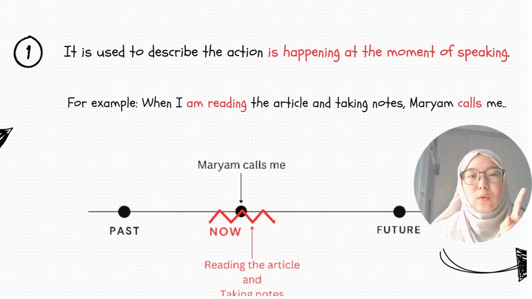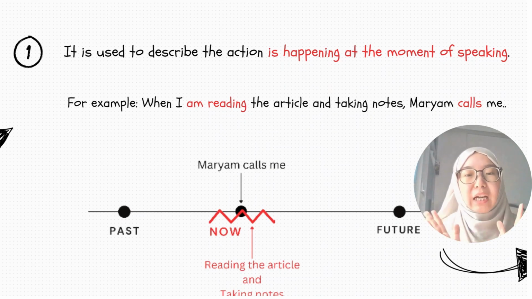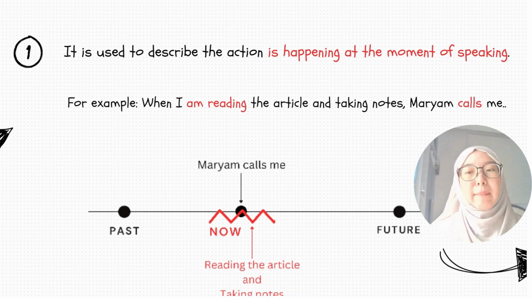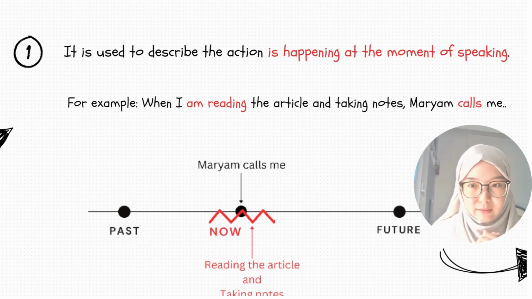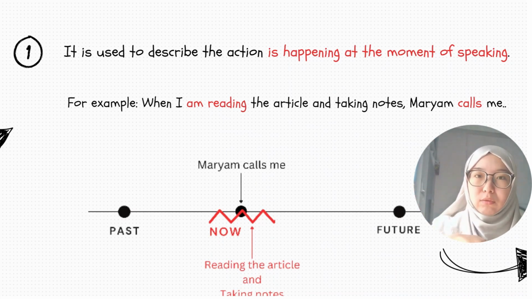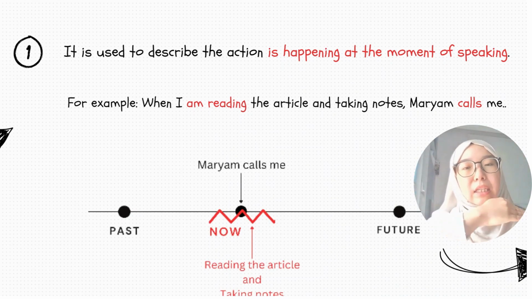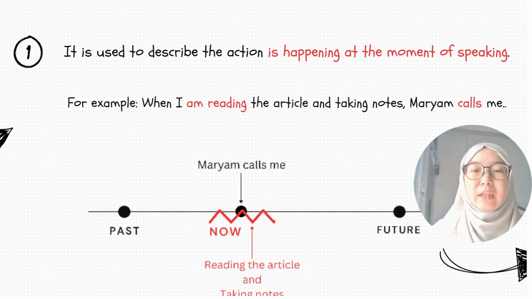The first one: the present continuous tense is used to describe an action that is happening at the moment of speaking, which means happening right now. For example, I am talking to you right now. And I am teaching you right now. Is that correct? So these are all actions that are happening right now. Not before, not just now, not in the future. It's continuously happening right now.